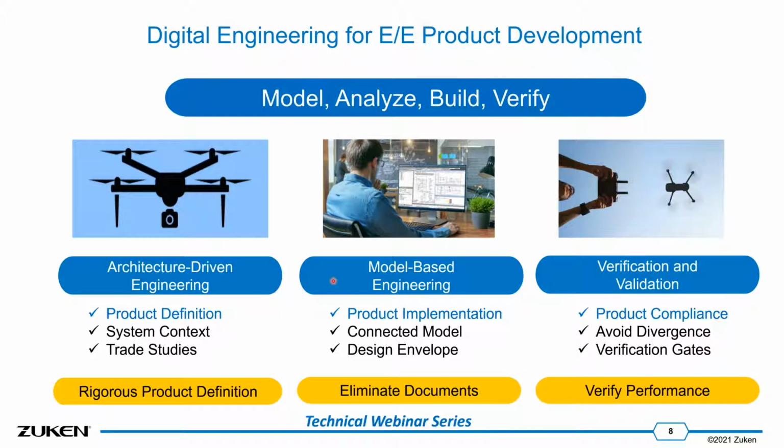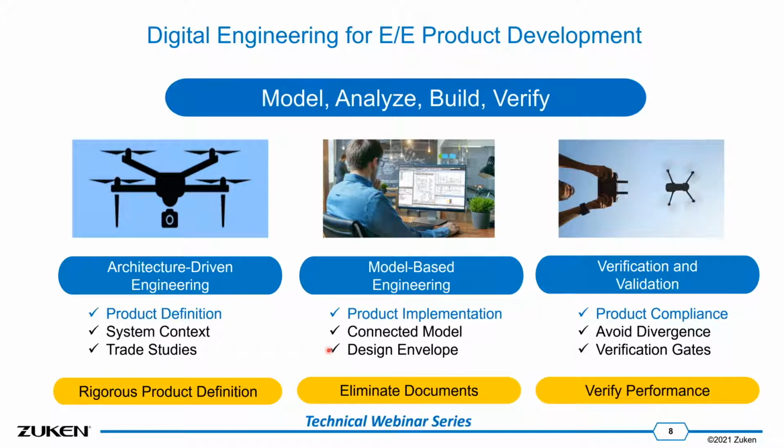The next category is the model-based engineering process. And here we streamline the implementation of the product definition, or connect the architecture to the detailed design portion, and establish a clear design envelope. Now, there could be many aspects of the design, and it is important to establish that design process and the design envelope to eliminate the error-prone documentation processes that are used if you don't have a digitally connected model.